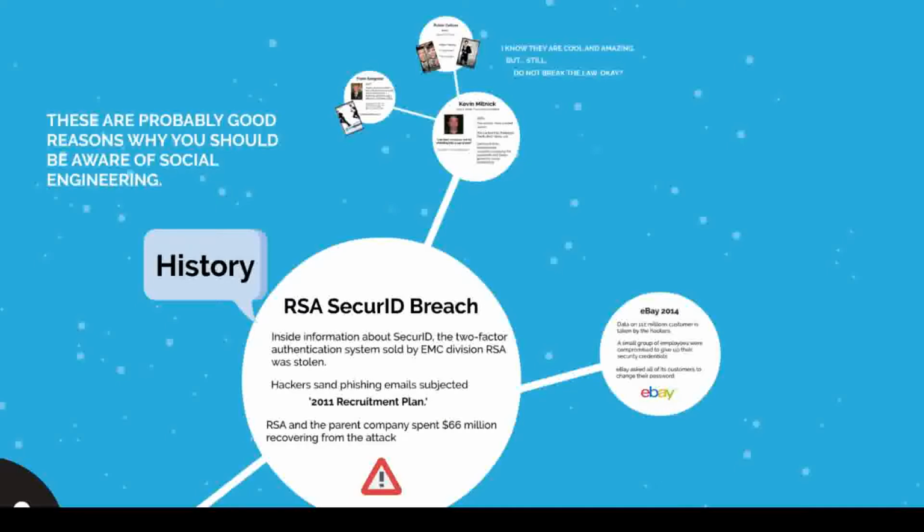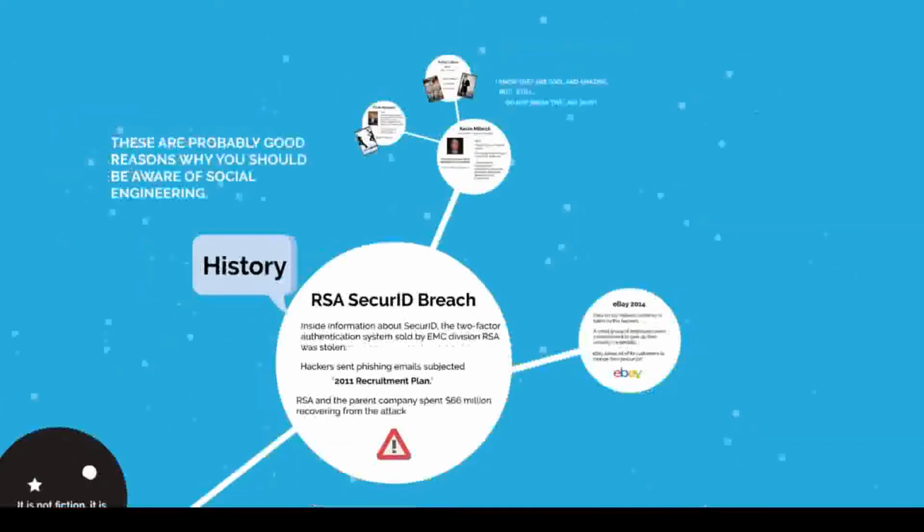And let's look at some real cases in the real world. The first case is about the RSA security breach that happened in 2011. RSA SecurID is a mechanism developed by RSA, the division of EMC. This mechanism is a two-factor authentication system. In 2011, inside information about this system was stolen by hackers.